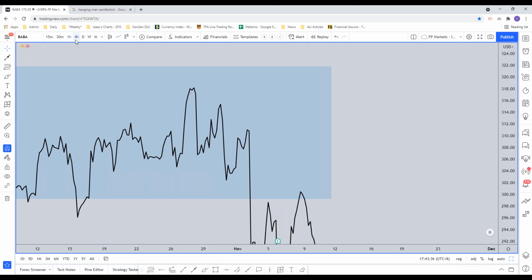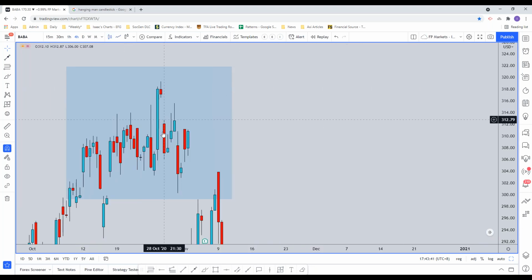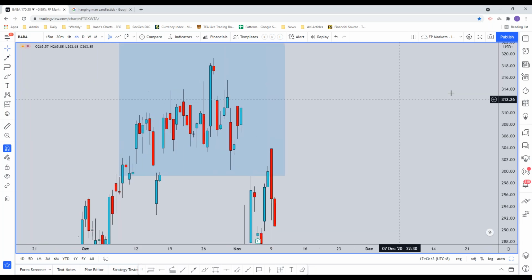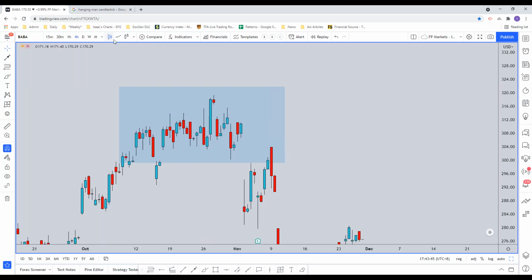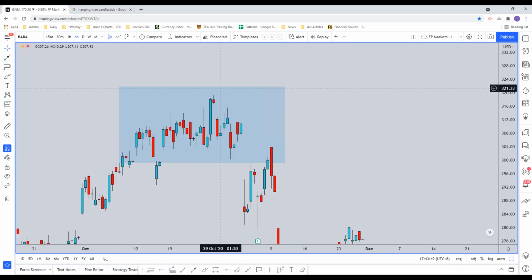A stronger reversal pattern for me would actually be on the 4-hour, where I have a shooting star pattern followed by a bearish gap. And what can I do? I can actually enter on a breakout of this pattern. So what I can wait for is I can actually draw an entry.